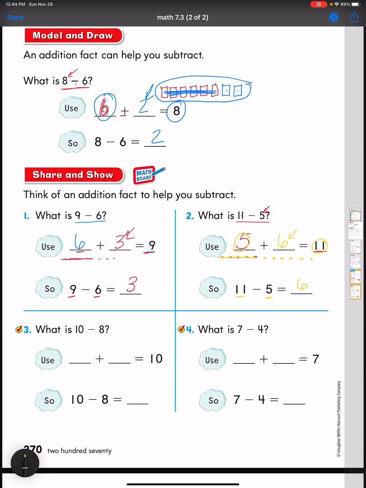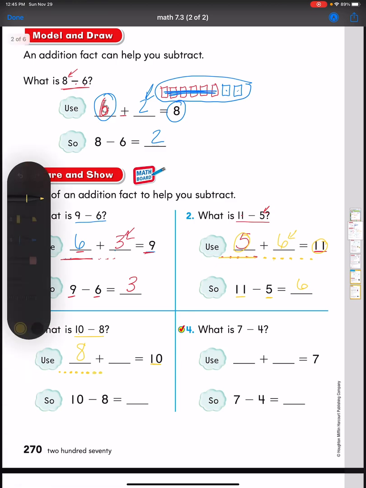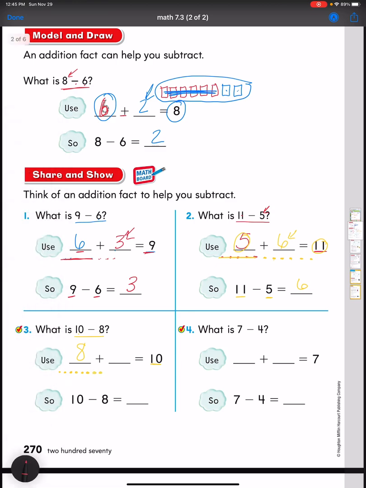All right, number 3. Our problem tells us 10 minus 8. Use addition to help us solve this. They've already given me my 10, so I'm going to put my 8 here. 8 plus what will equal 10? 1, 2, 3, 4, 5, 6, 7, 8. And I'm going to keep going until I get to 10. 9, 10. How many dots did I add? I added 2. 8 plus 2 equals 10.